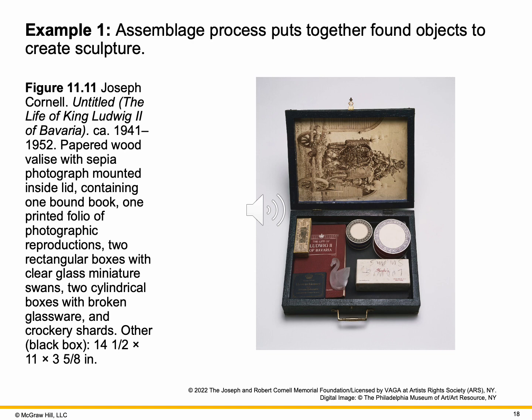As the description suggests, Cornell's assembled items, all created for different purposes, tell a story when brought together in the carrying case. Here the story refers to the Bavarian king, Ludwig II, and his interest in swans and his tragic suicide.